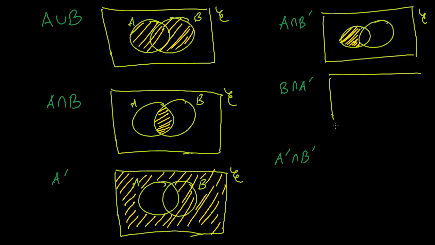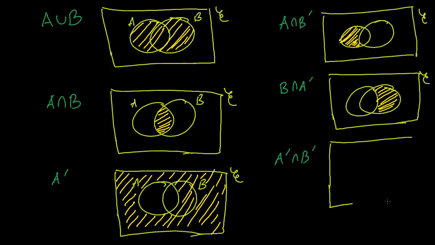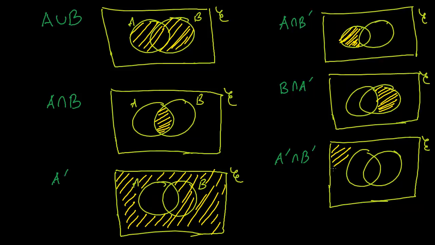Then for B intersection A prime, it would be the opposite. So this time we take set B and from that we remove anything that is inside set A. So this would be B intersection A prime. The next one is A prime intersection B prime. That means we remove both. So if we remove both, the set that we shade is outside either of the sets. That is A prime intersection B prime.